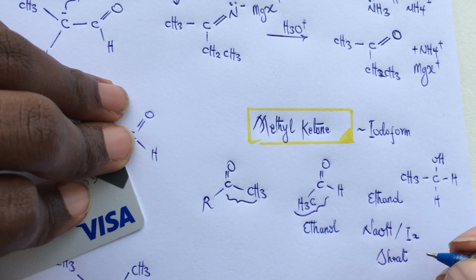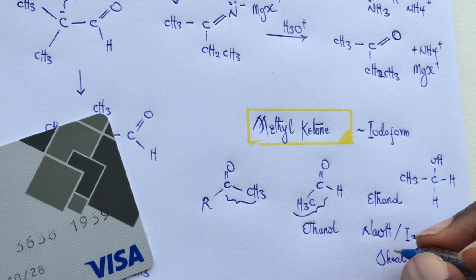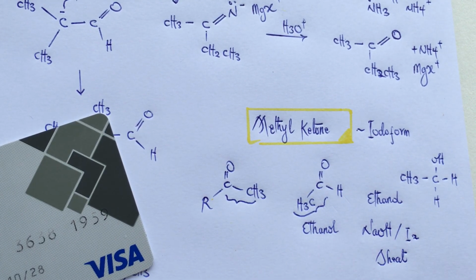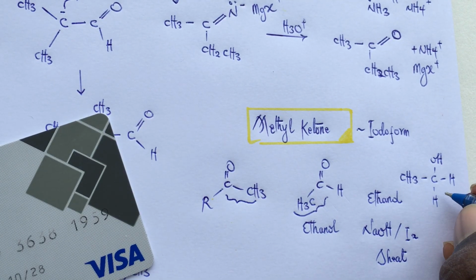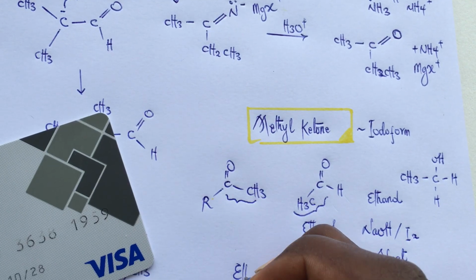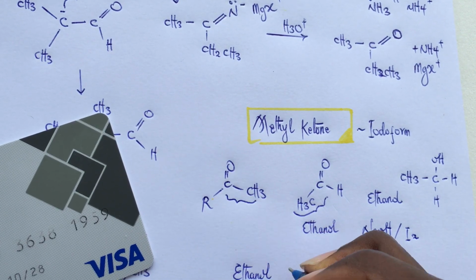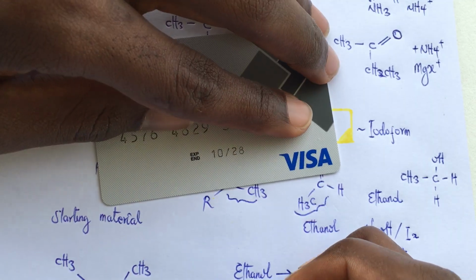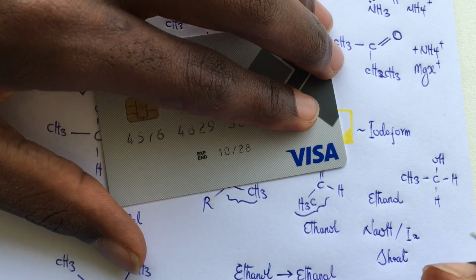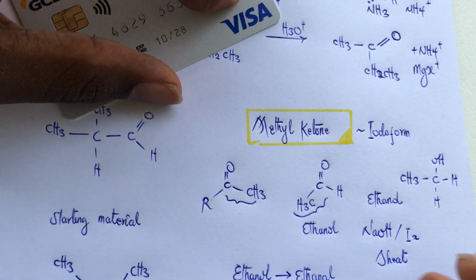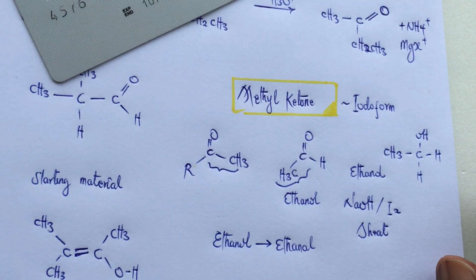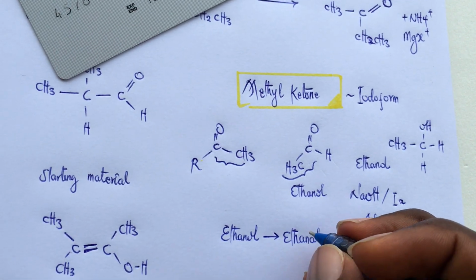Now, this is a strong base. This strong base and iodine, in the presence of heat, oxidize this alcohol straight to ethanal. So your ethanol, because of the conditions, will be converted to ethanal. And ethanal, as I've already discussed with you, has a methyl ketone. For that matter, it is accessible to our iodoform test.